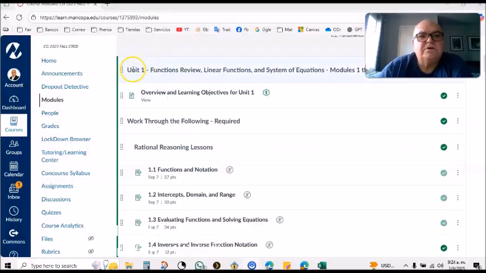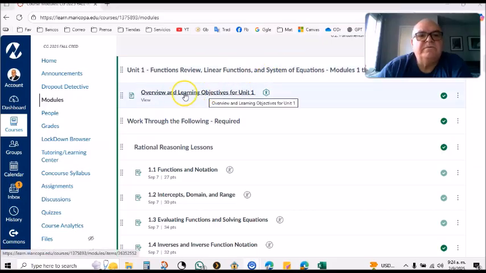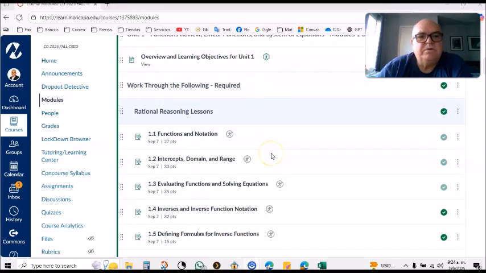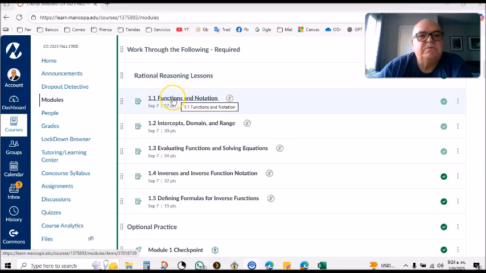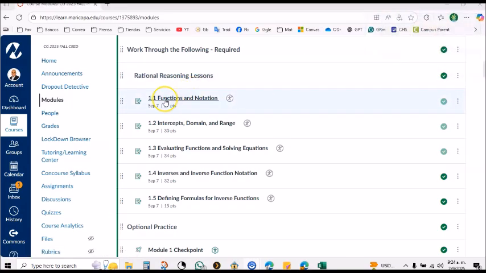This week we're gonna start with Unit 1, which is Function Review, Linear Function and System of Equation. Here you have the overview and learning objective for this unit. This week we're gonna start covering function review, using, of course, the rational reasoning system. For example, we're going to cover this week from 1.1 to 1.5 using the rational reasoning system.